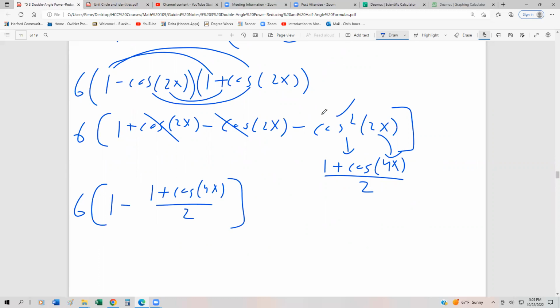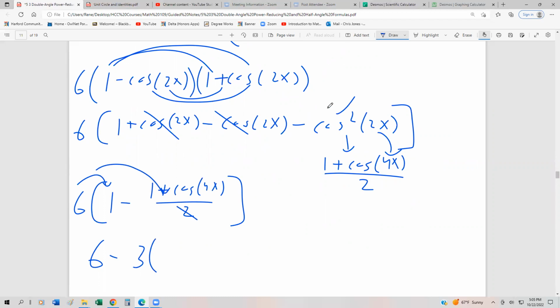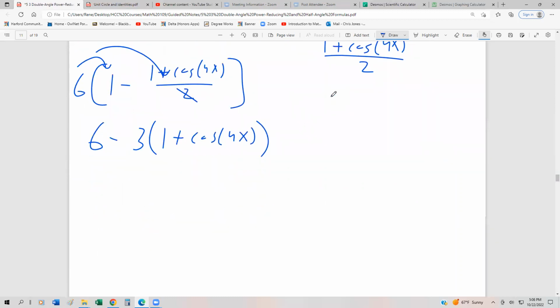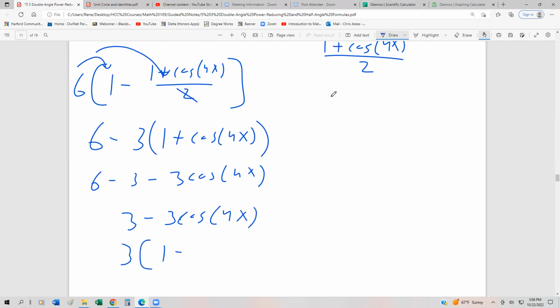divided by 2. I'm going to distribute the 6 to both of these. Now, the first term becomes 6, but then we get 3 because the 2 and the 6 are going to simplify to a 3 when we distribute 1 plus cos 4x. And then finally, we can distribute the negative 3. So 6 minus 3 minus 3 cos of 4x, or 3 minus 3 cos of 4x. Or if you want to be really fancy, we can factor the 3 out and write 3 times 1 minus cos of 4x. Either of these answers is perfectly fine.